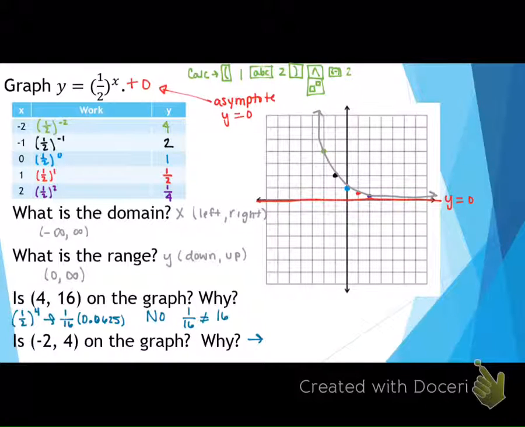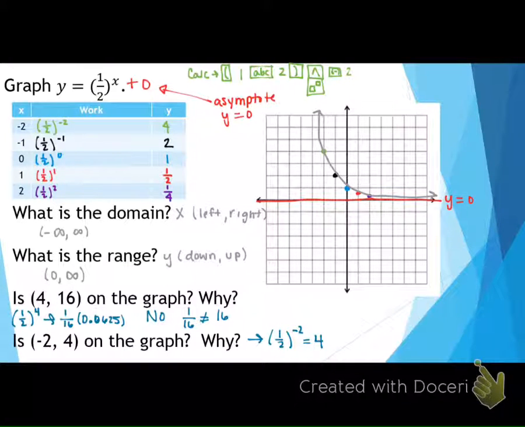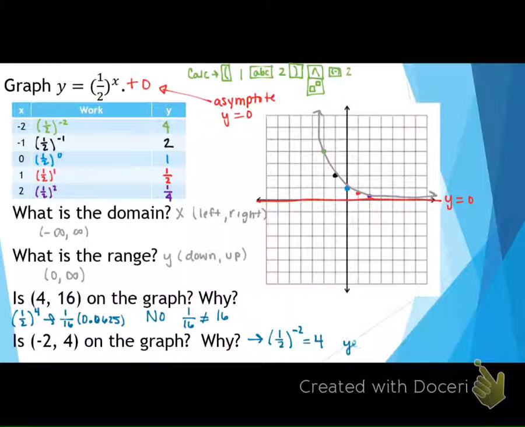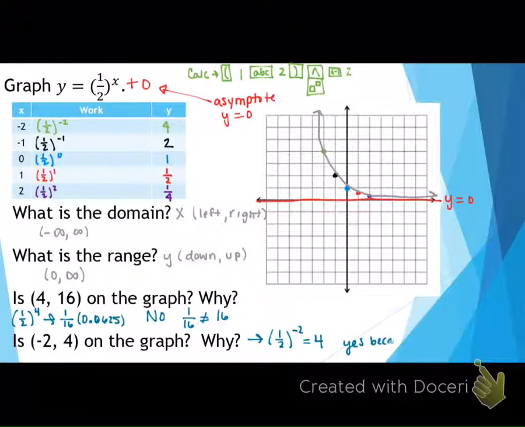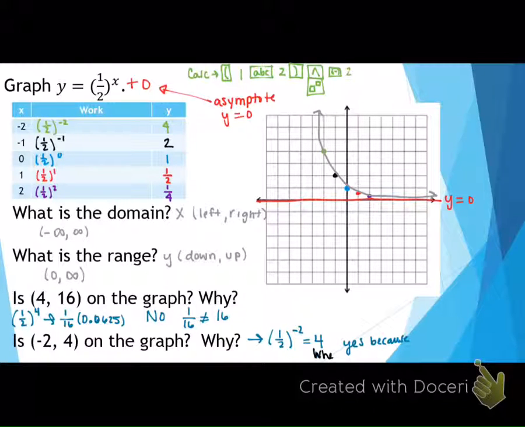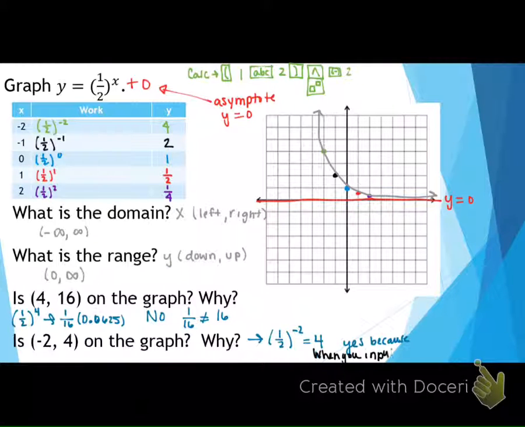Okay, plug in 1/2 to the -2nd and you get 4. Is that what we wanted? Yeah. So, yes, because, I need to change my color so it doesn't go in there. When you input -2, your output is 4.